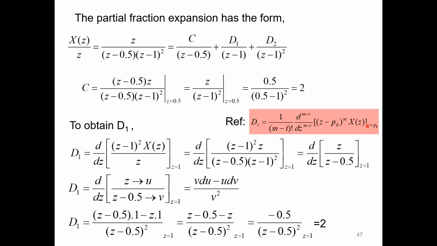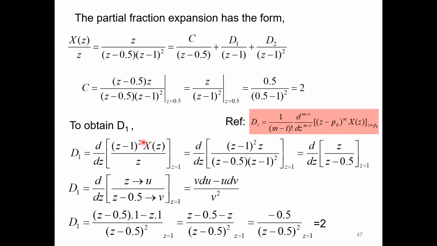So you have to get this whole thing, X(z) over z, on the left-hand side, and then substitute z equals pk, the pole value. In this case, it is 1. So z equals 1. We have not done anything differently. We just followed what the theory says. Again, I'm not going to give any proof here because this is pretty much mathematics that you should have covered.